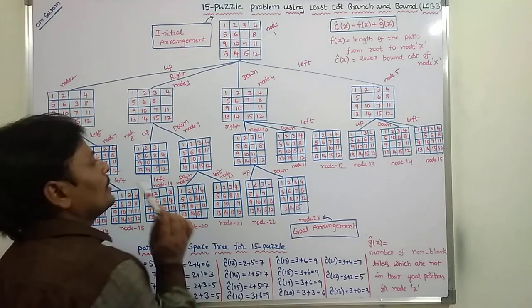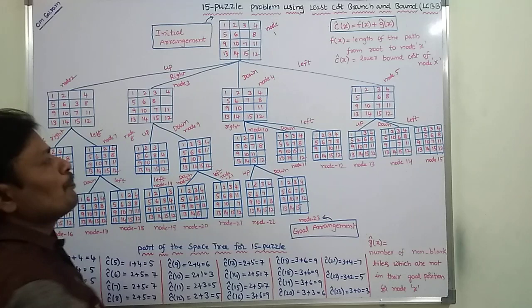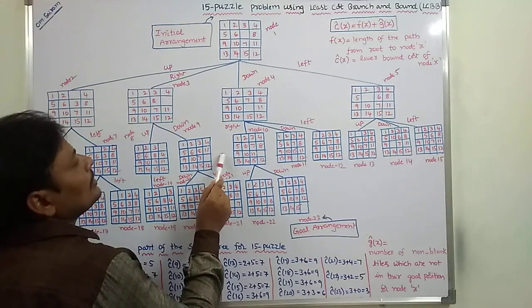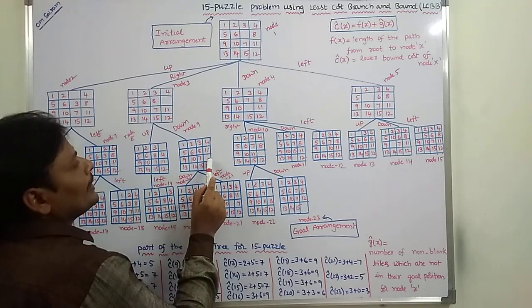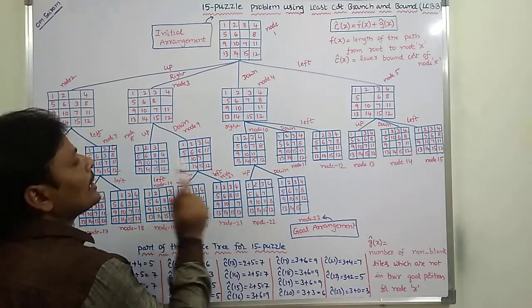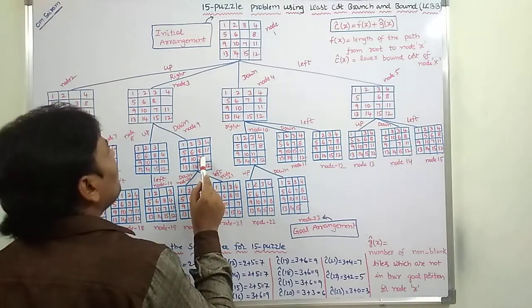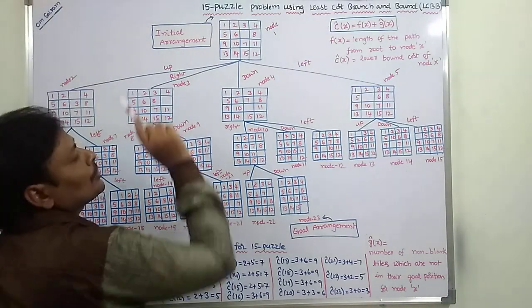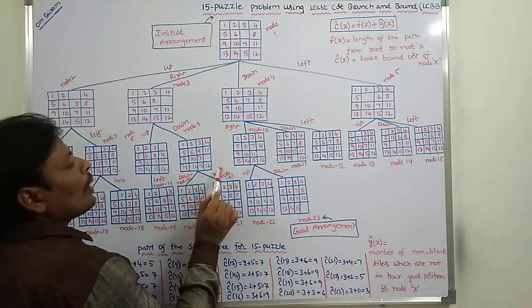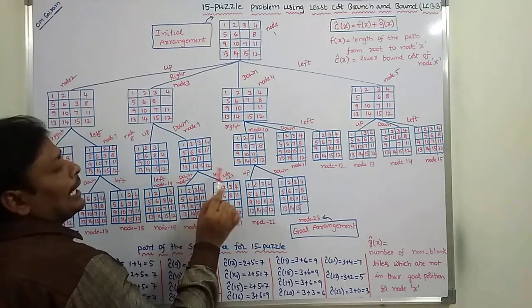Okay, next one, go to node 9. Okay, node 9, here right direction is not possible. Left direction, yes, it is possible. Down direction, yes, it is possible. Up direction, we are getting the same node 3. Okay, so only two moves are possible, down and left.